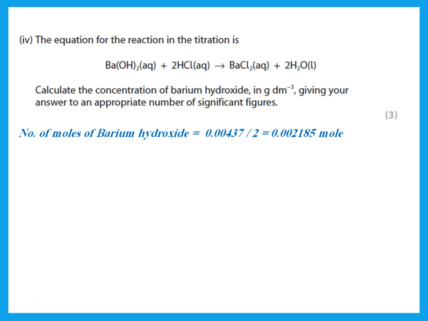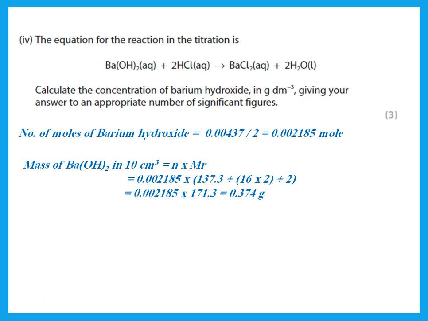You can see that the equation says 1 mole of barium hydroxide reacts with 2 moles of HCl. That means the number of moles of barium hydroxide is half of what we got for the HCl. From that, I can get the mass, but this is the mass in 10 centimeter cube. Remember that he took 10 centimeter cube of the solution and did titration.